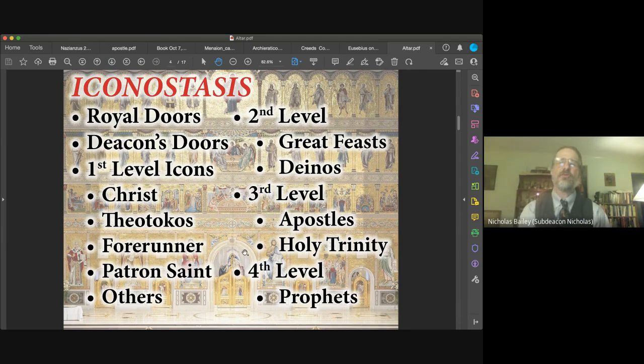And this is just so you can see it more clearly. This is a church in Russia, and it's very ornate, because you look at the doors there. It's magnificent to see.